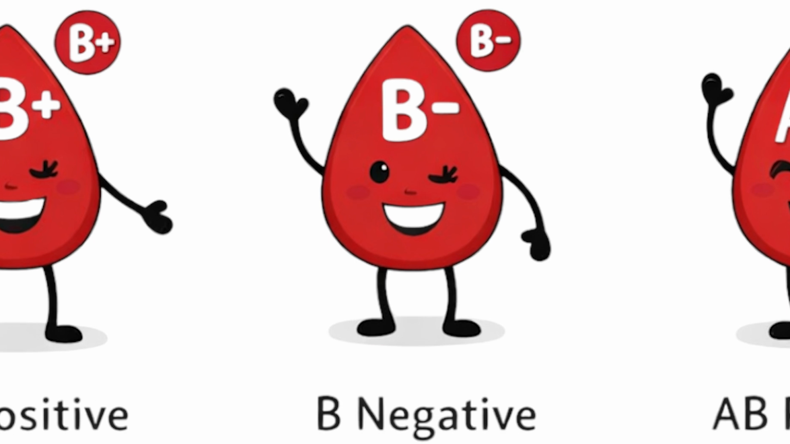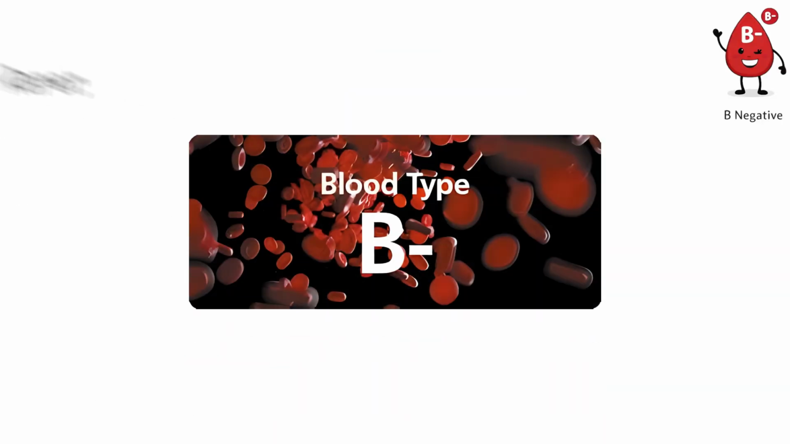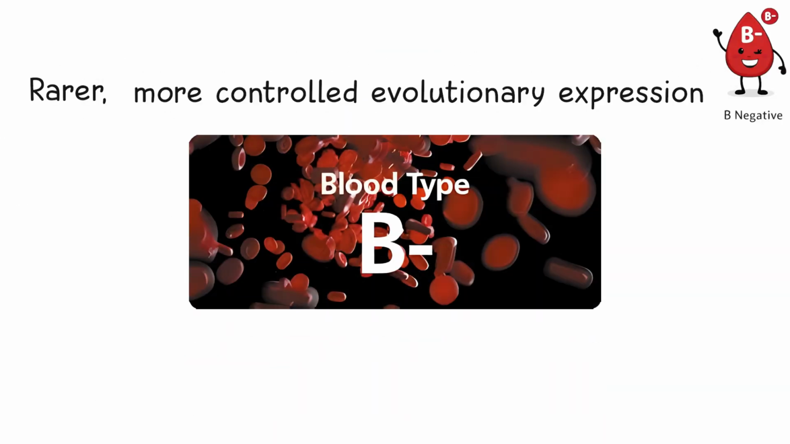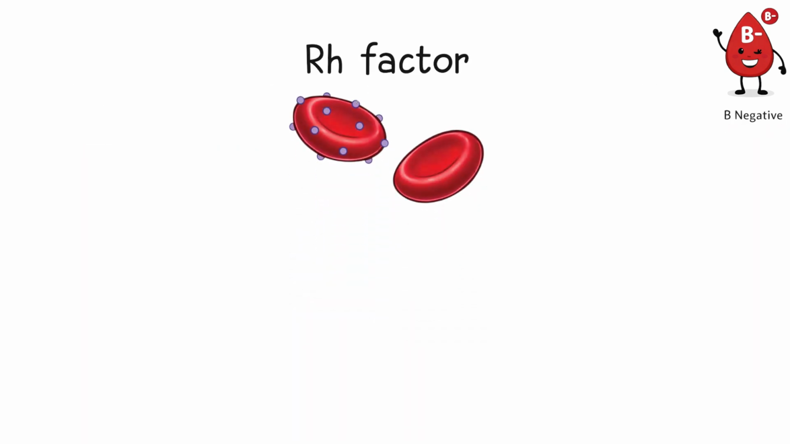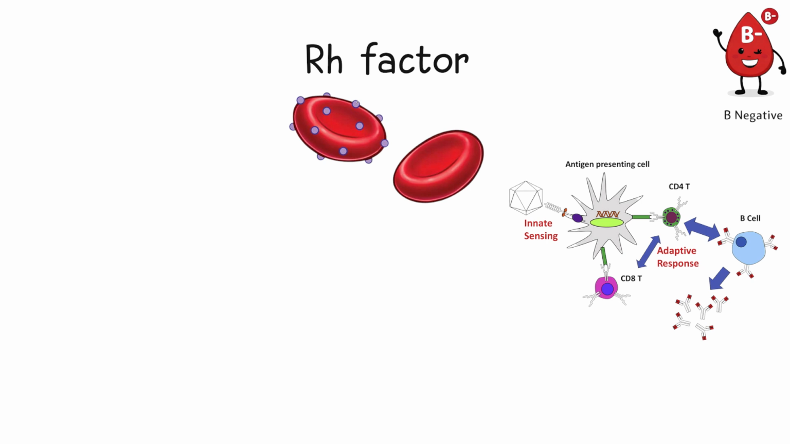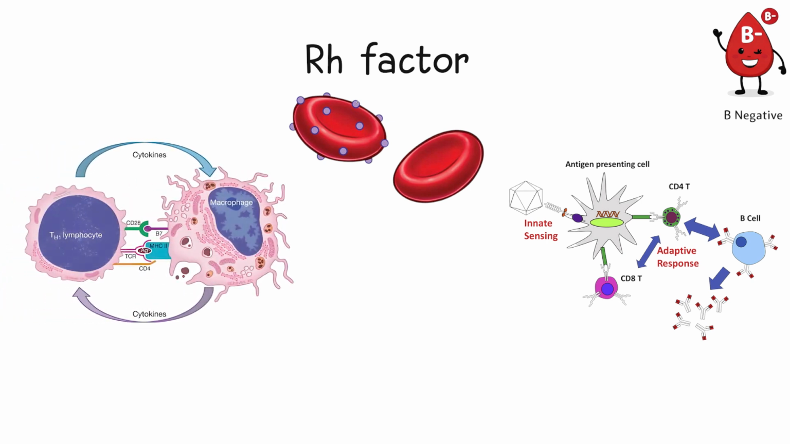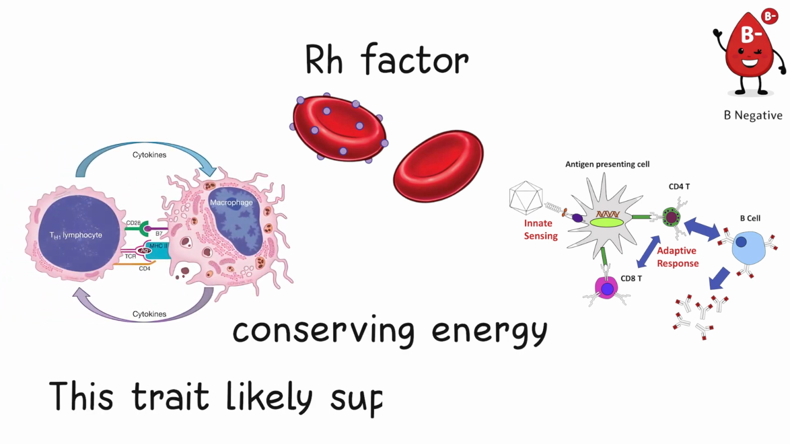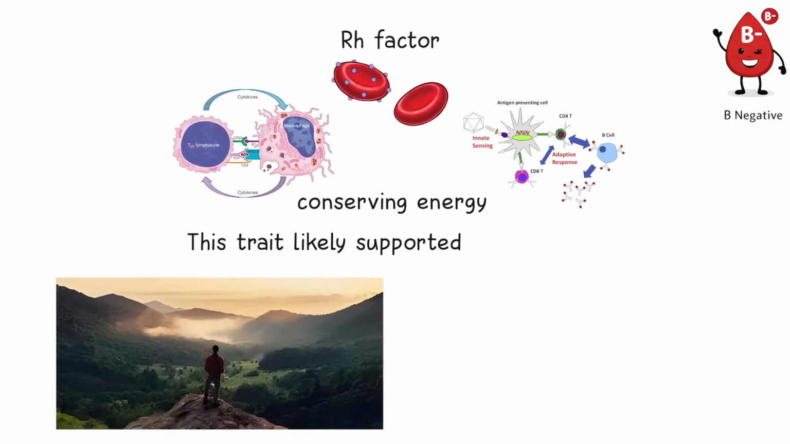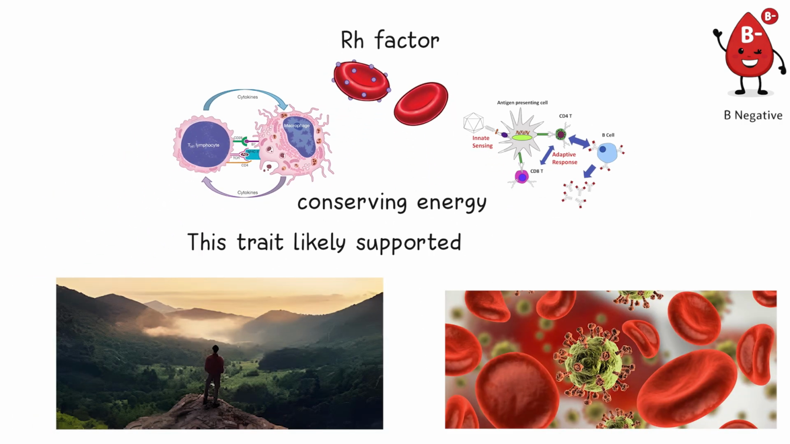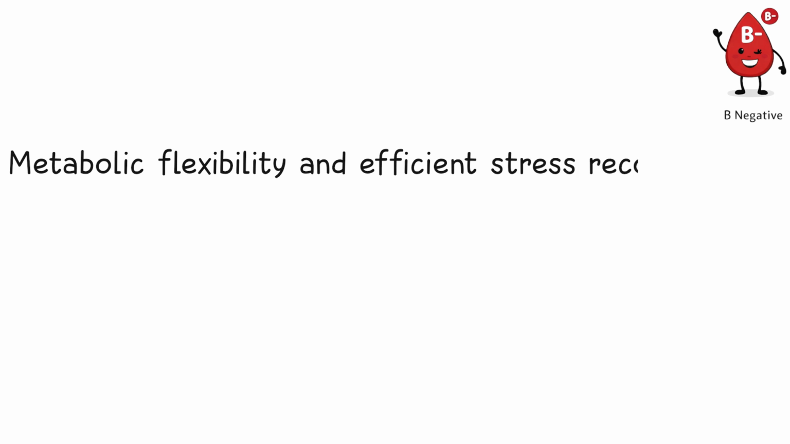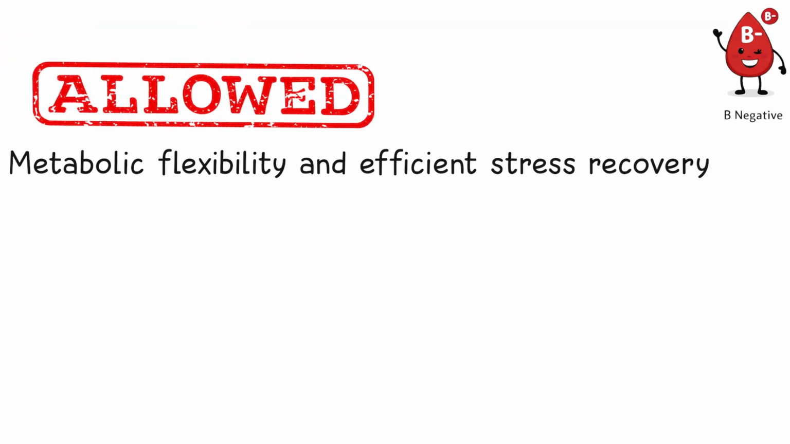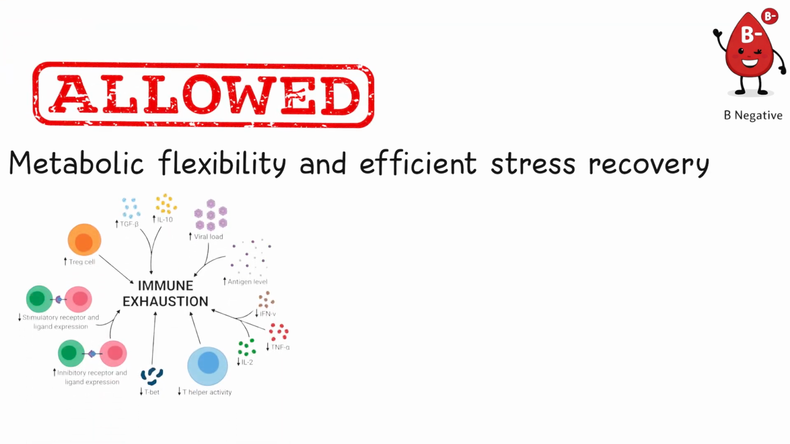B negative. Type B negative represents a rarer, more controlled evolutionary expression of the B lineage. Without the Rh factor, immune responses are more restrained, reducing chronic inflammation and conserving energy. This trait likely supported survival in isolated or low pathogen environments. Metabolic flexibility and efficient stress recovery allowed adaptation without immune exhaustion.